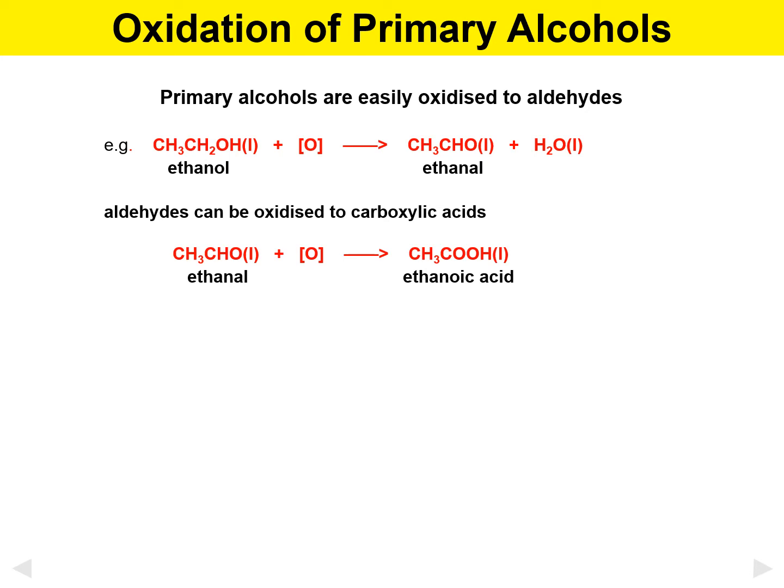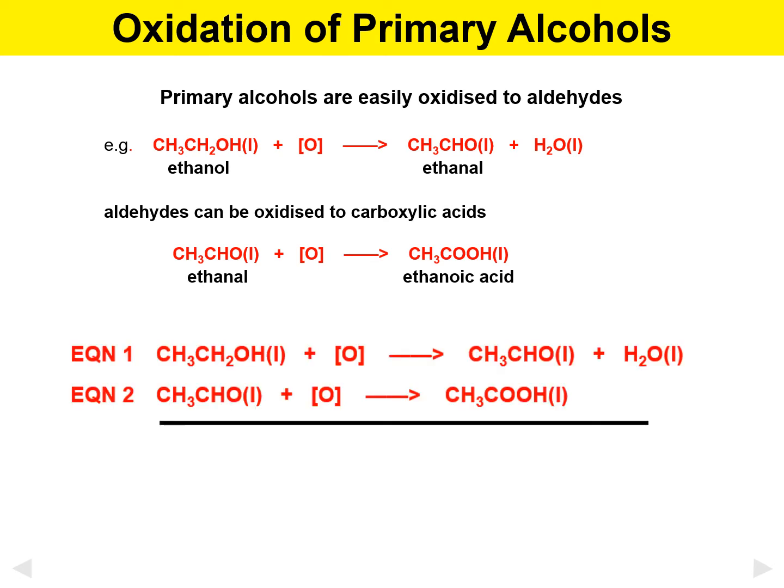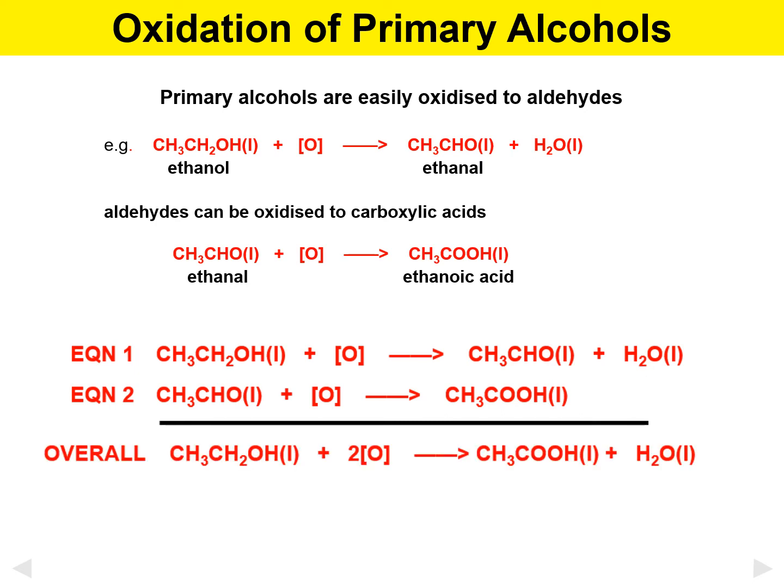We can be asked to write these equations, ethanol to ethanal, ethanal to ethanoic acid, or we could also be asked to write the overall equation. If we take the two step equations and add them together, we end up with the overall equation for the oxidation of ethanol to ethanoic acid.